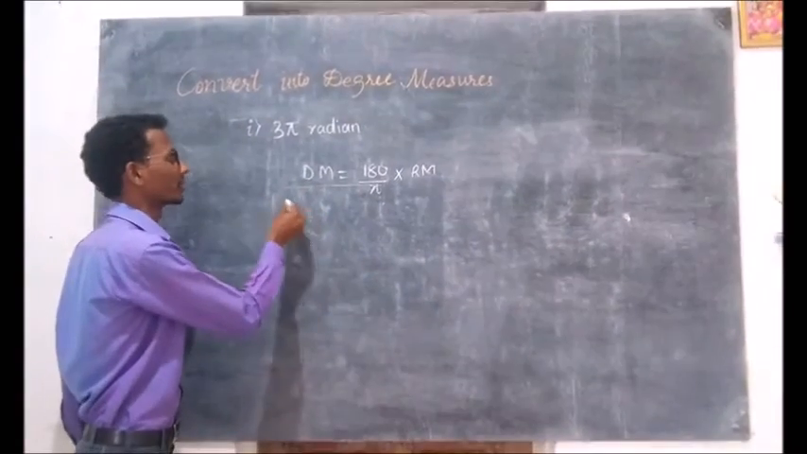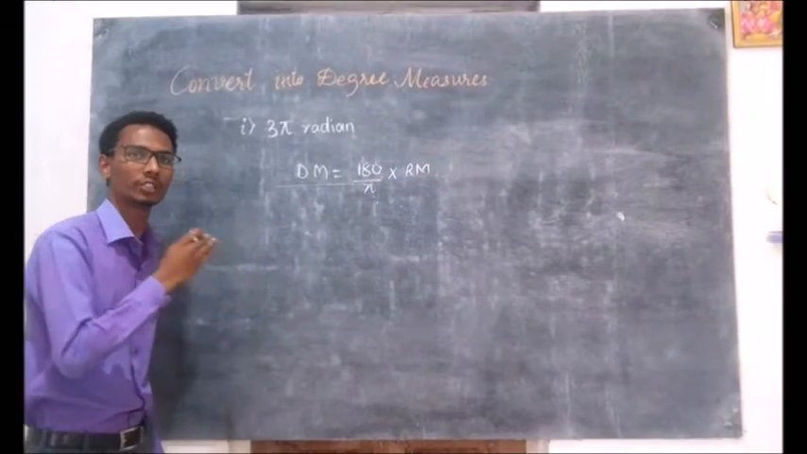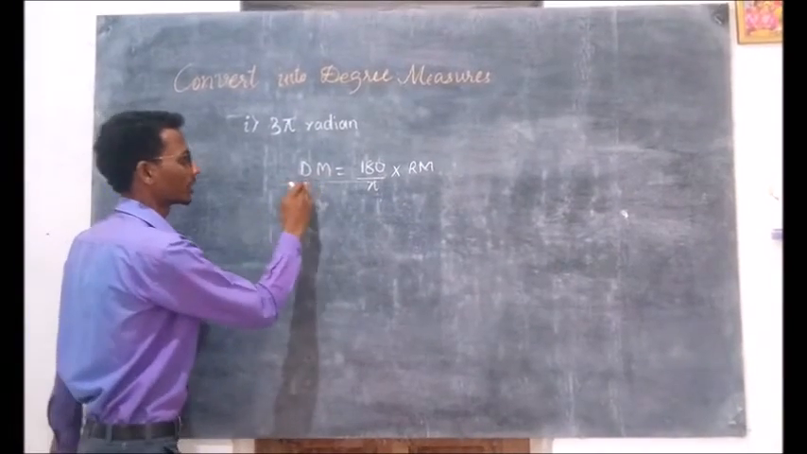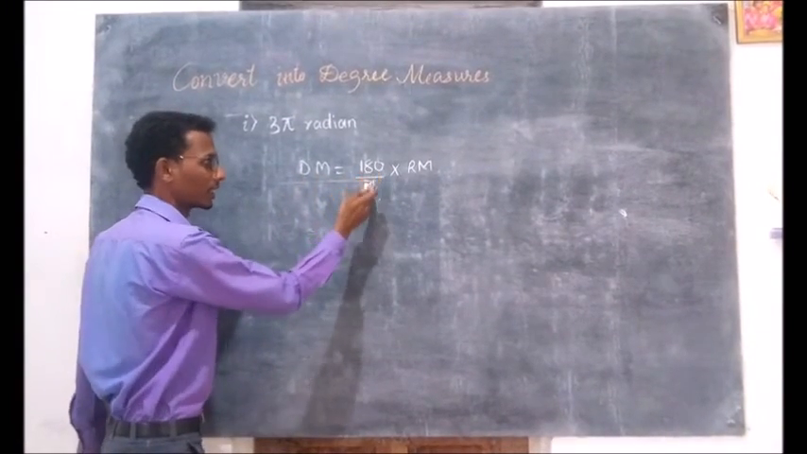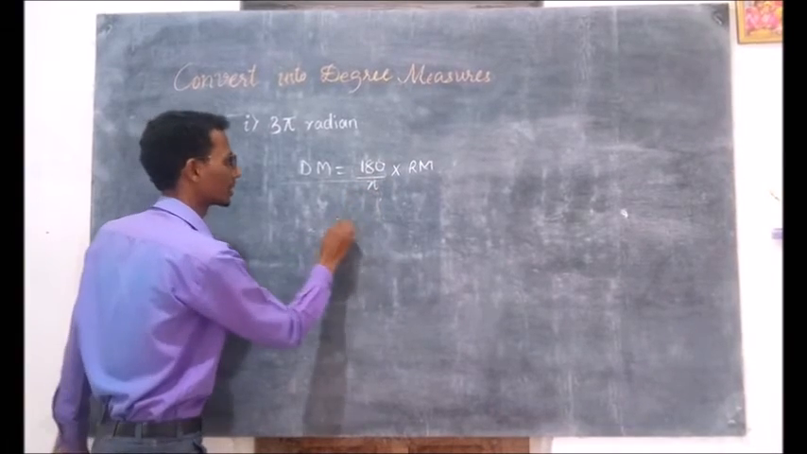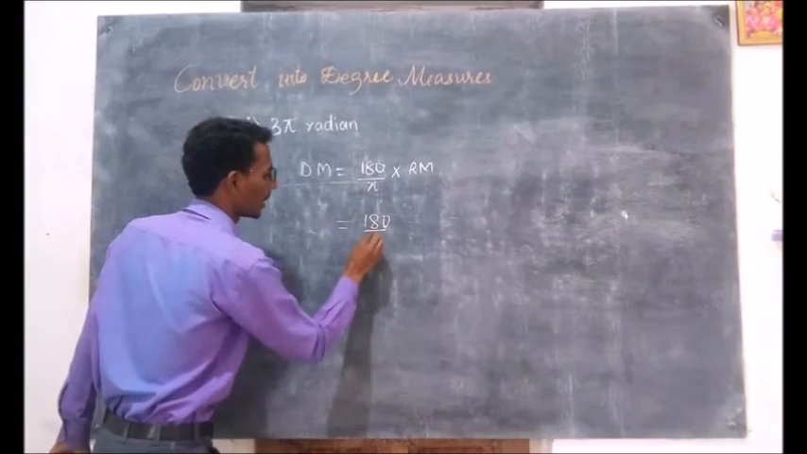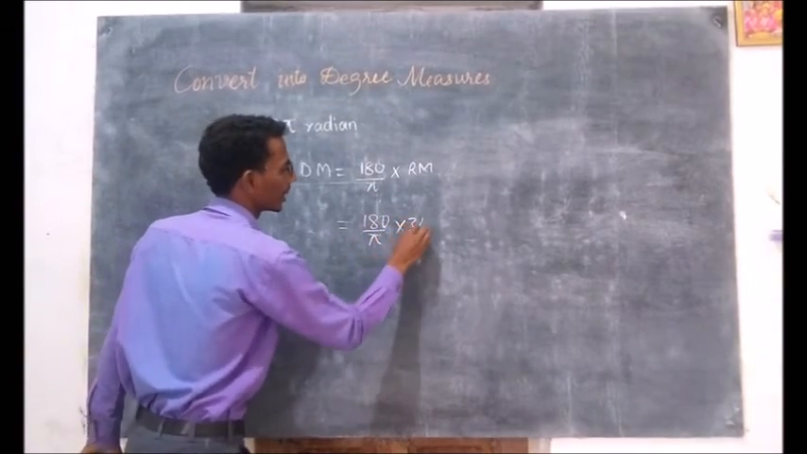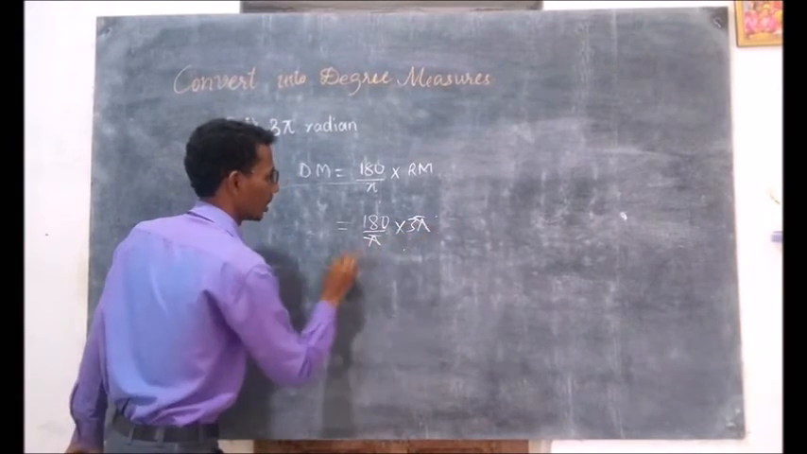Similarly, 3 pi radians, when we want to convert 3 pi radians into degree measure, using the formula, degree measure can be obtained by 180 by pi into the radian measure, 180 by pi into 3 pi. So that is equal to how many?